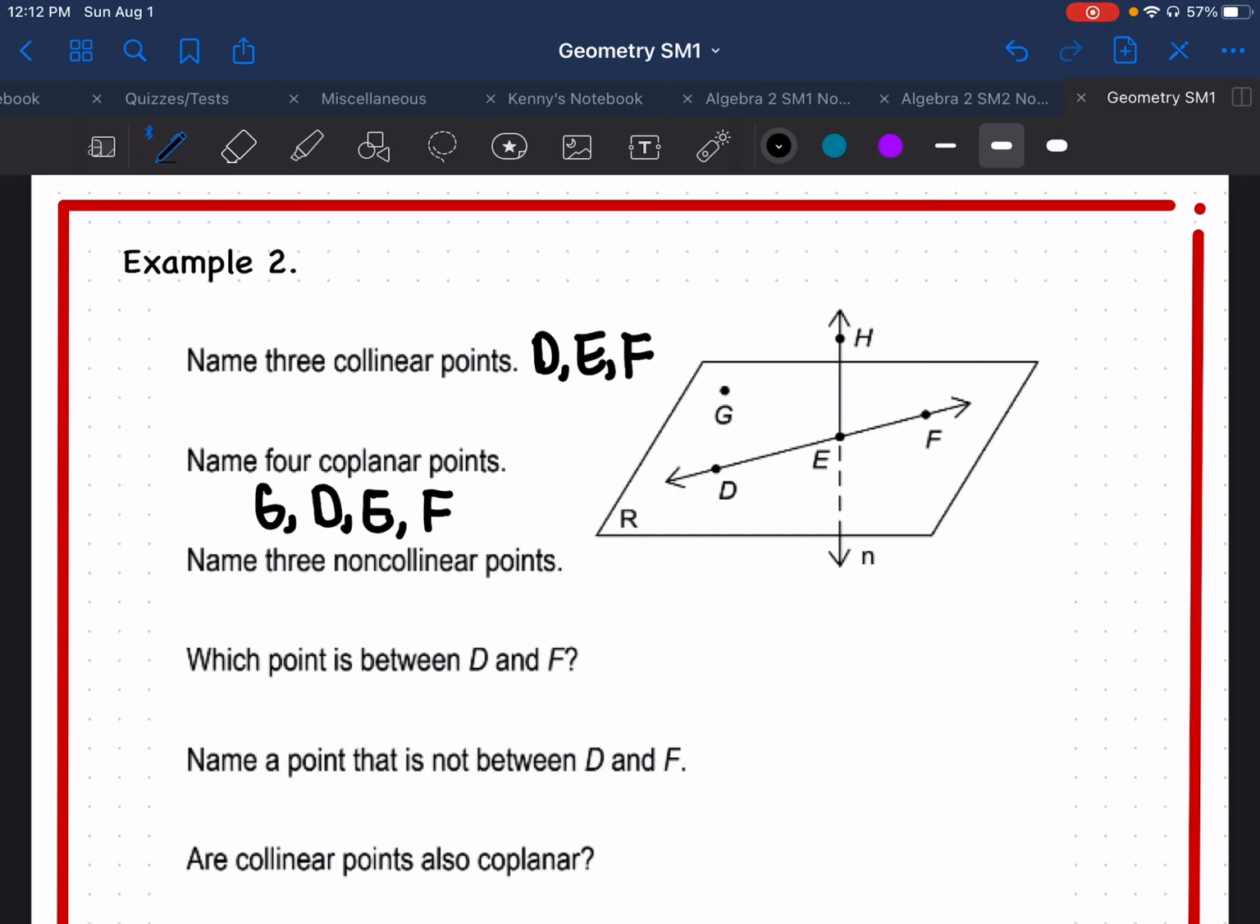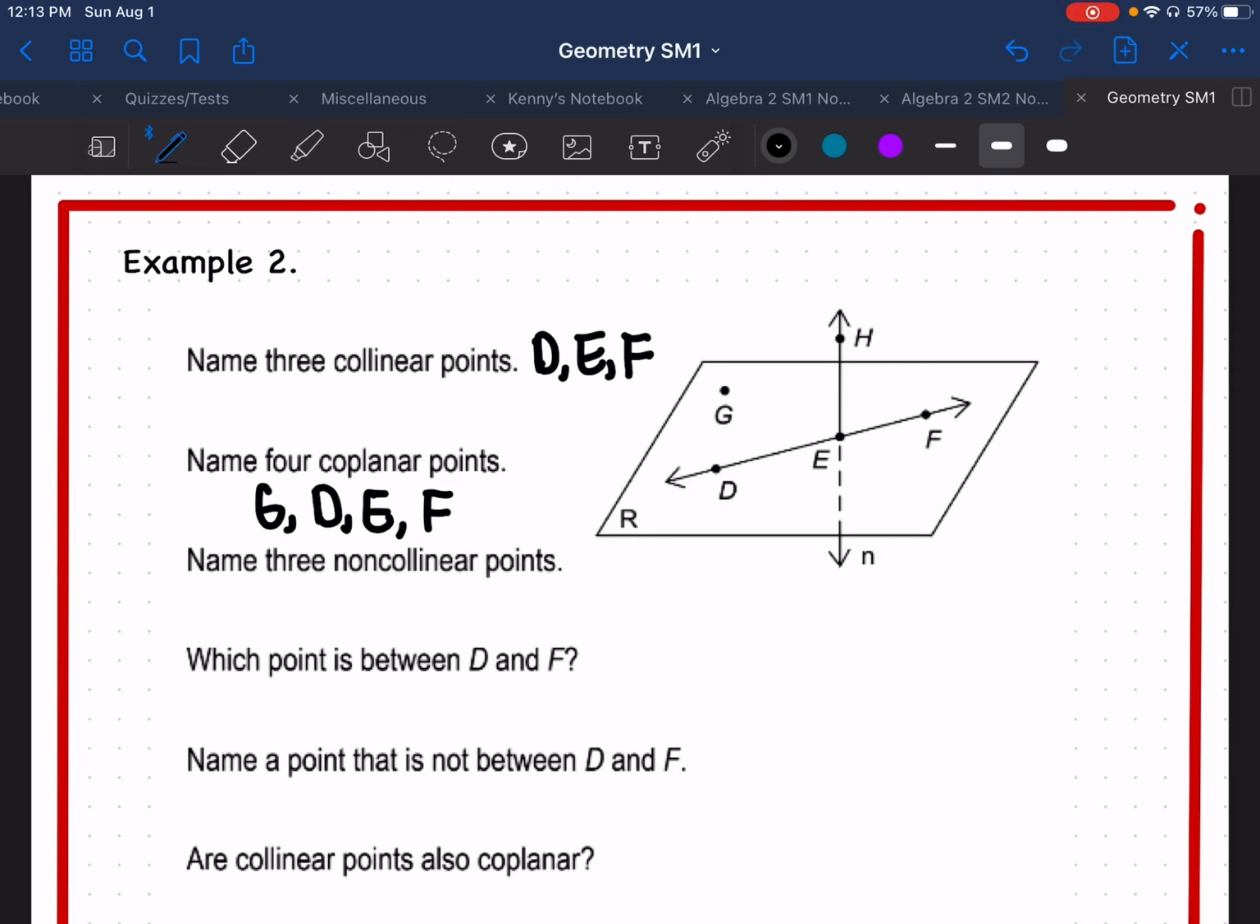Name 3 non-collinear points. Now this one's a little bit tricky. Non means that they're not on the same line. So all I need is 1. I just need 1 that's not on the same line as the other 2, and then we are non-collinear. You could do 3 of them that are totally not on the same line, but all you really need is 1 that's not on the same line as the other 2, and you are fine.